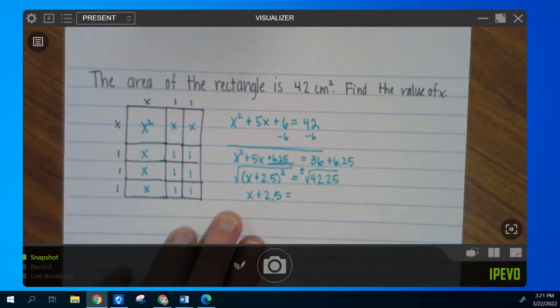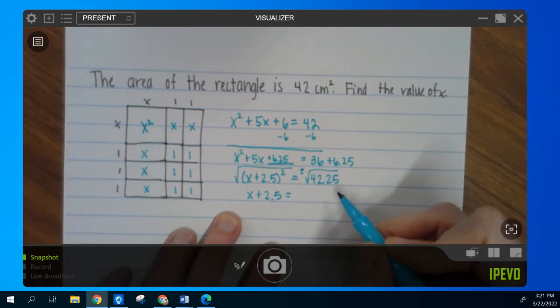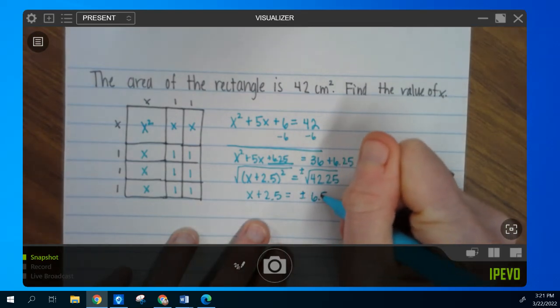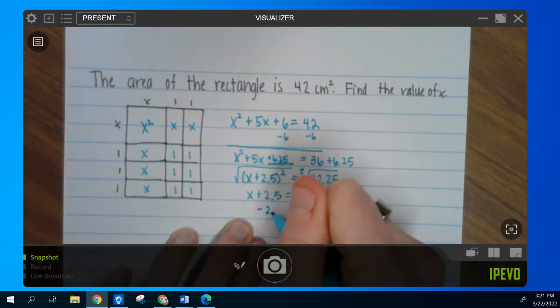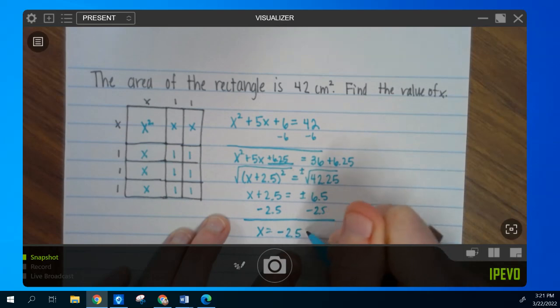Let's see, is that a perfect square? That is a perfect square. So the square root of 42.25 is 6.5. And then if I subtract the 2.5 to get the x by itself, I would get x is equal to negative 2.5 plus or minus 6.5.